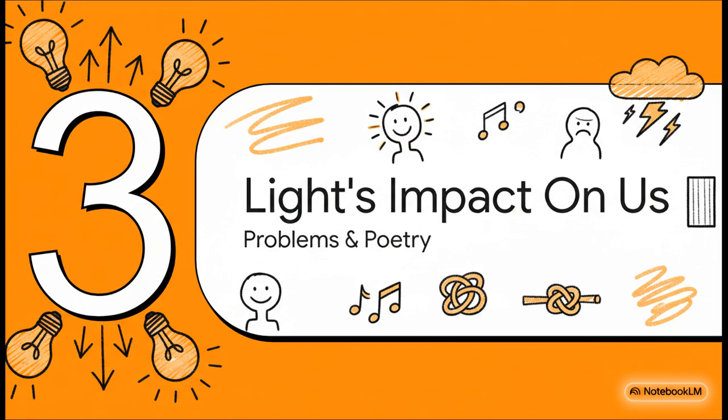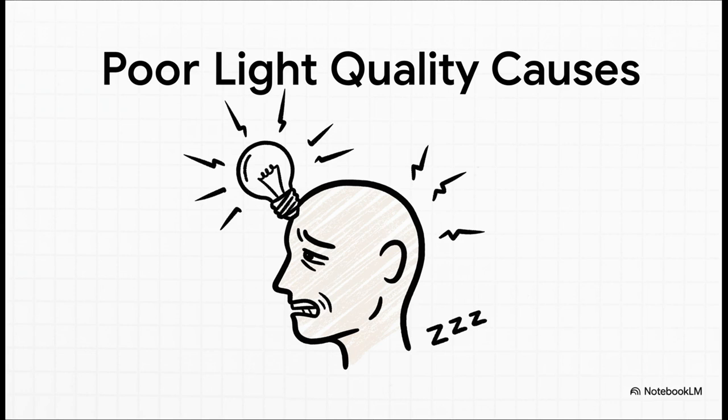Okay, so we've got the structure, and we've got the vocabulary. Now let's talk about the why. Let's talk about the direct impact that light, both good and bad, has on us as human beings. This is where lighting gets really personal. Bad lighting isn't just ugly. It can actually make you feel physically bad.